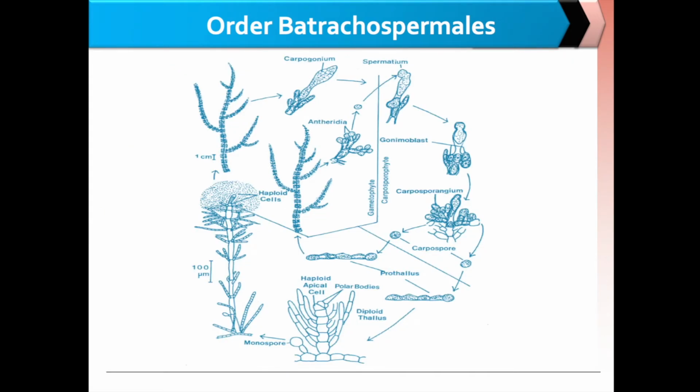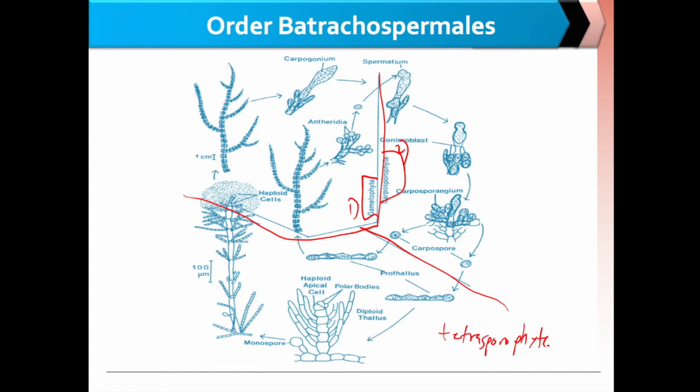Now, tingnan natin yung life cycle ng ating Batrachospermales. Ganito yung kanyang itsura. Again, simulan natin sa gametophyte. That's number 1. Carposporophyte is number 2. And then, your tetrasporophyte. Right here. Okay. So this entire area right here, again, is 2n. This area right here is n. Now, as you can see here, bilisan lang natin.